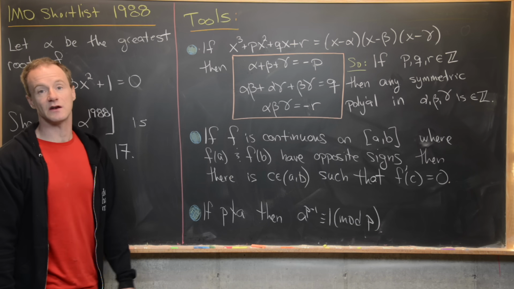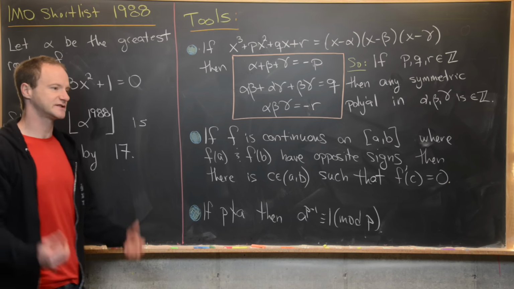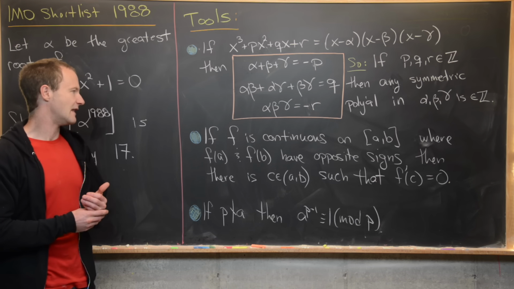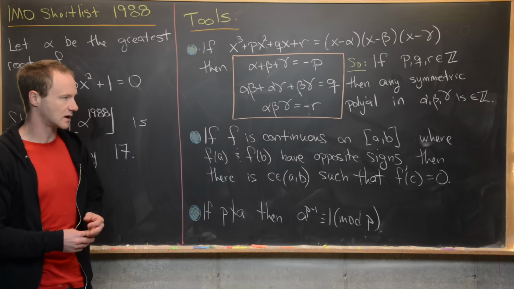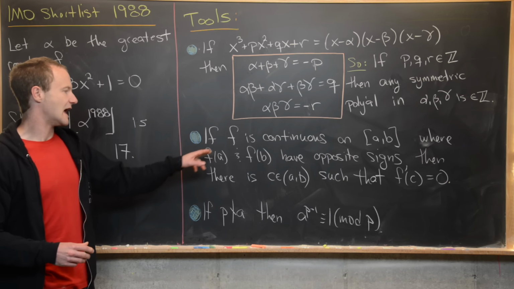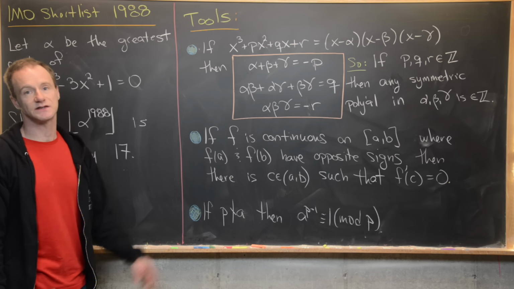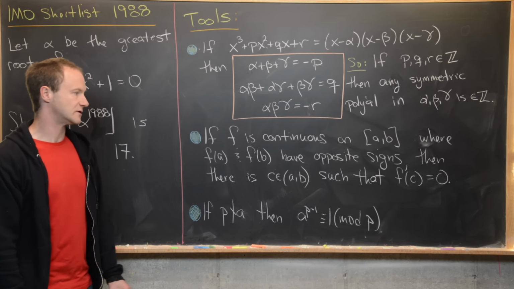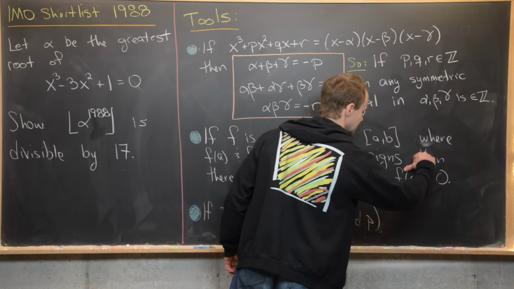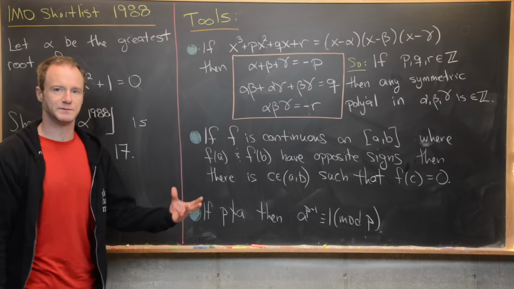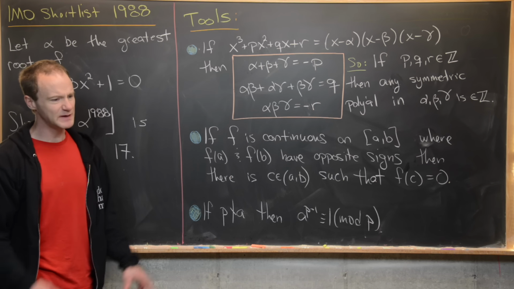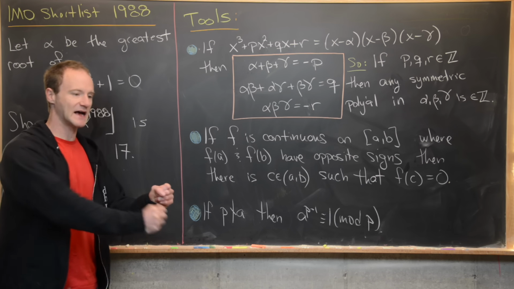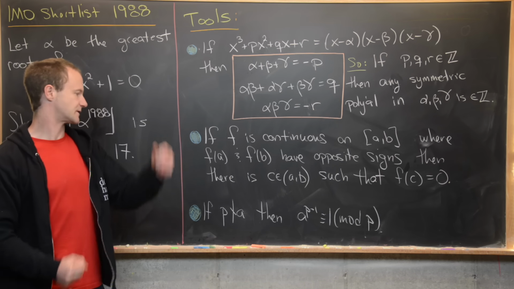Our next tool will be the intermediate value theorem, and we'll use a computational technique based on it known as the bisection method. That says if f is continuous on a closed interval a, b, and f of a and f of b have opposite signs, so one is positive and one is negative, then there is a c in the open interval such that f of c is equal to 0. In other words, you've got a root between those two endpoints. That's because a continuous function cannot go from being positive to negative without passing through the x-axis, or vice versa.